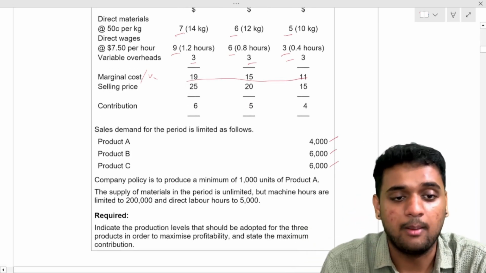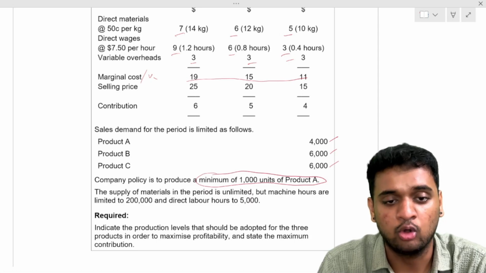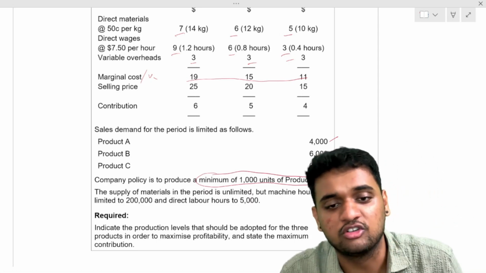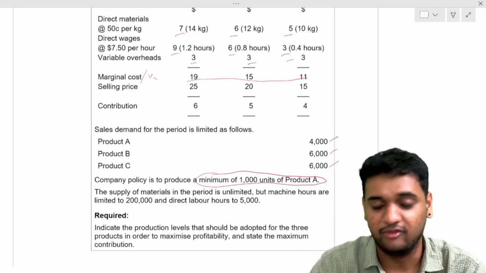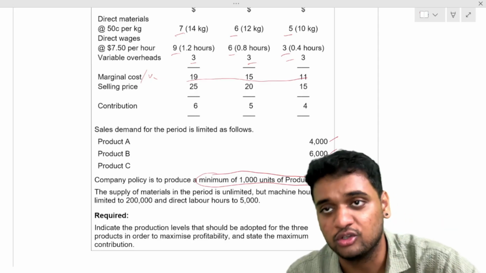Okay. The company's policy is to produce a minimum of 1,000 units of product A. I don't know what you will do, but minimum 1,000 units of product A you have to produce. Whether you get profit from that or not, whether you get good contribution from that, you will not worry. But minimum 1,000 units of A we have to produce.